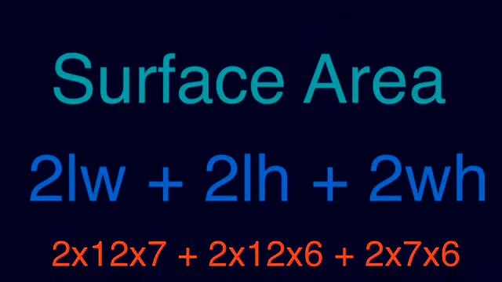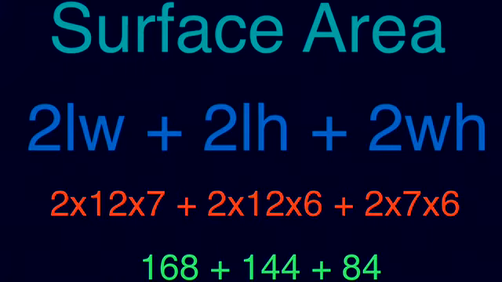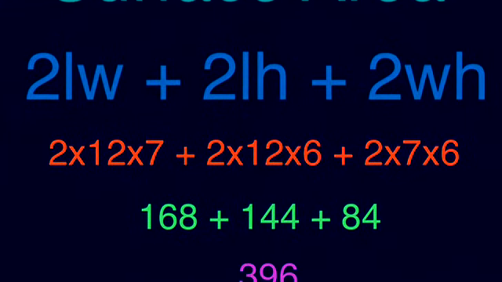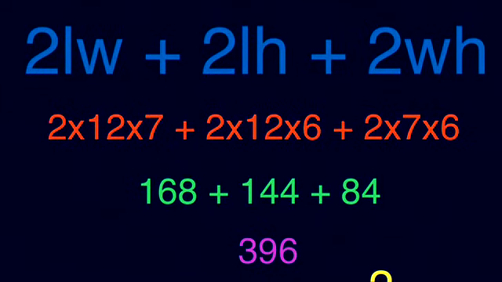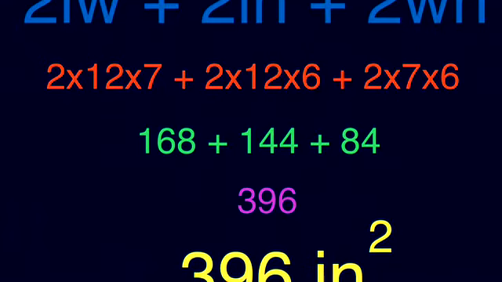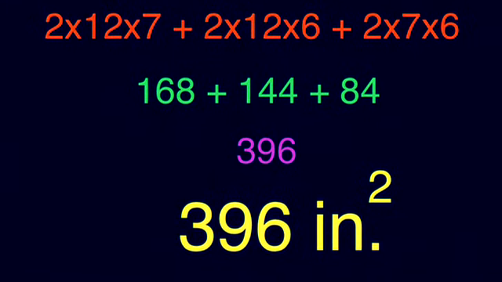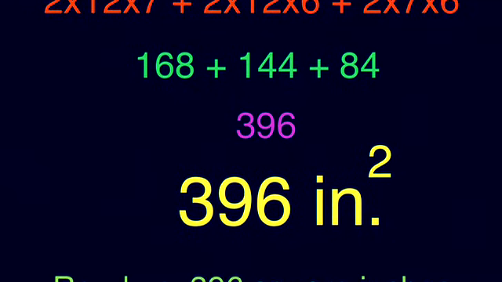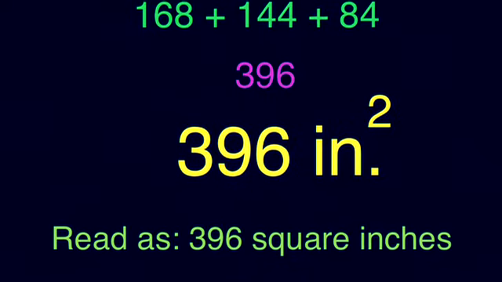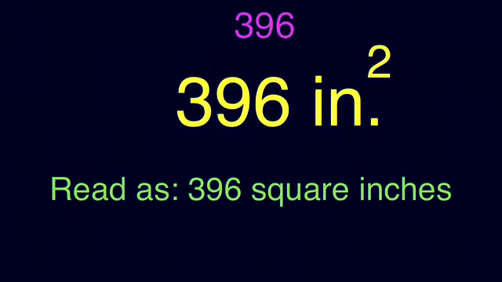To calculate the surface area of this rectangular prism, we need to replace each of the variables with one of the values that we obtained. So we replace each L with the 12, each W with the 7, and each H with the 6. We then simplify this expression. We end up with 396 square inches. So the total surface area of this package is 396 square inches.